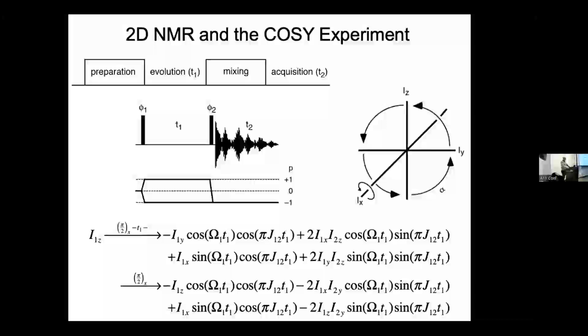Well, it'll relax back to Boltzmann equilibrium, but if we ignore relaxation now, nothing happens, right? Z magnetization commutes with the Hamiltonian for chemical shift and for scalar coupling, because those are rotations around Z, and rotations around Z don't affect the Z operator. So nothing happens here.